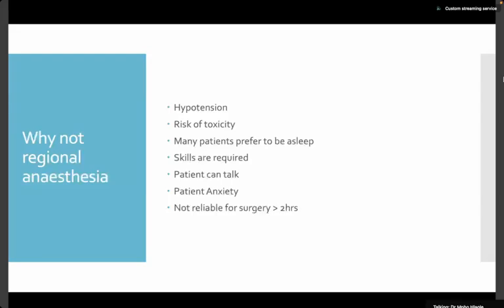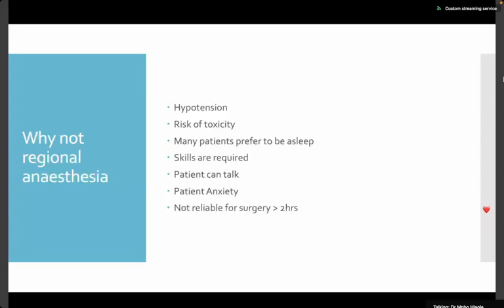As they say, there are two sides to a coin, the good and the bad. What's the other side of the coin that we don't really like about regional anesthesia? A patient will get hypotension. There's a risk of toxicity. Many patients prefer to sleep. Skills are required. Patients can talk.